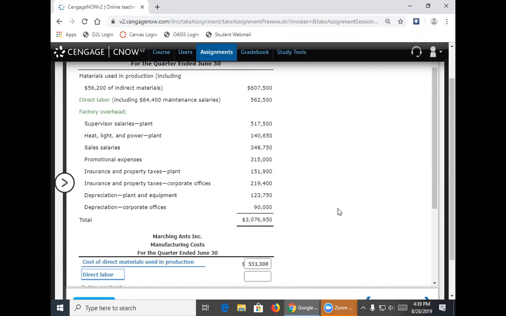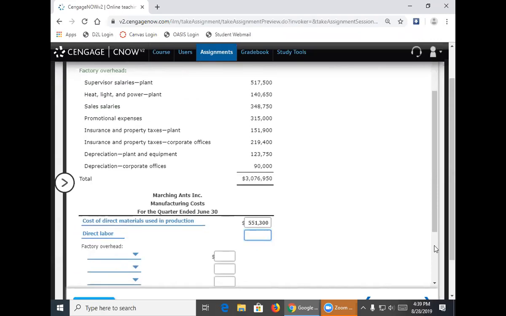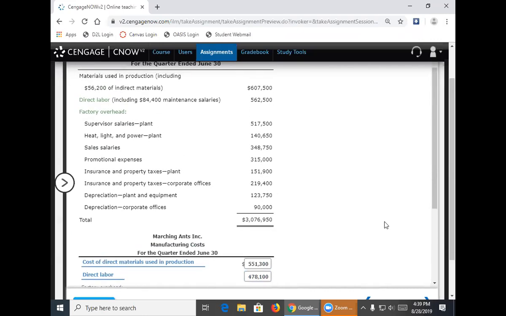Yeah, very good. 478,100. So again, we're taking out those maintenance salaries that are indirect labor. Then after that, we just have to decide, are all of these factory overheads or some of them possibly not product costs? So that's a good time to talk about, we've only talked about product costs.